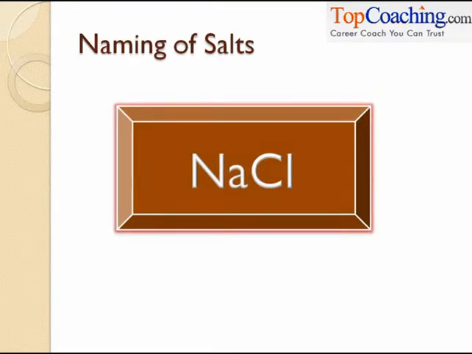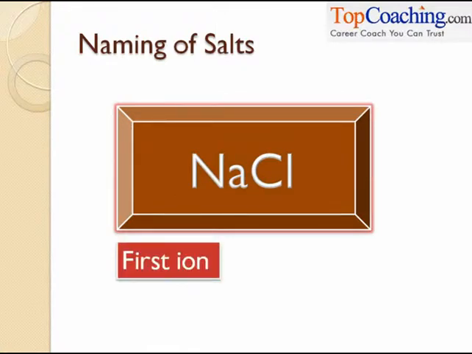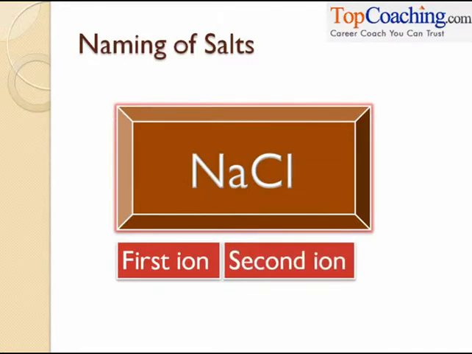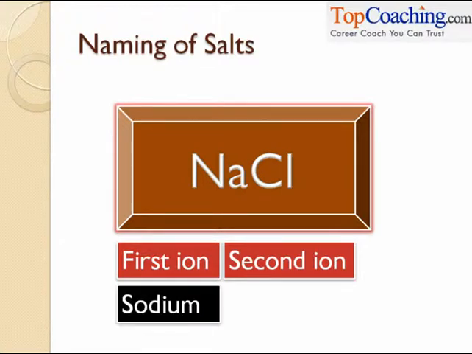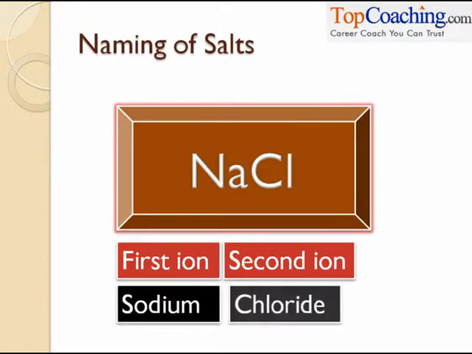If you write the formula of a salt, say NaCl, then the name of the salt will be the name of the first ion and the name of the second ion. Simple. So the name of this formula, NaCl, will be sodium chloride. This is because the first ion in this salt is sodium, the second ion is chloride. So the name of the salt will be sodium chloride. Simple, isn't it? That's how most salts are named. First ion and second ion.